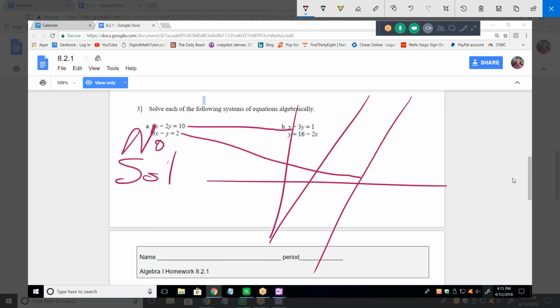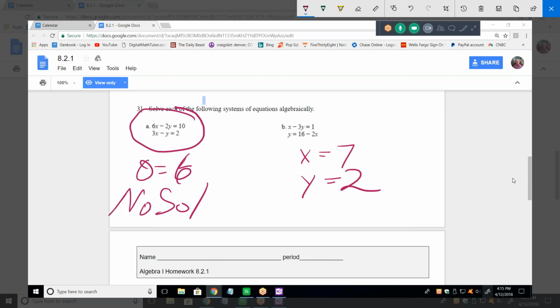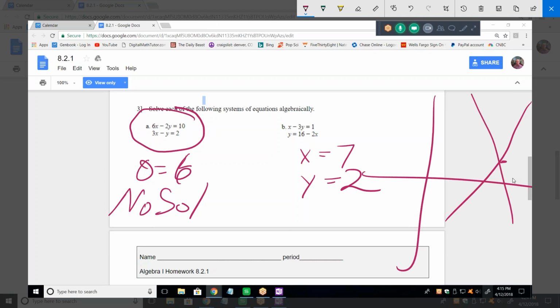Solutions require these lines to cross. So that's what's going on in this picture here: you have two parallel lines. That's why we got 0 equals 4 or 6 or whatever it was. We had one number equal another number. That means no solution. Here we got a specific x and a specific y. That means at 7, 2, those two lines cross.